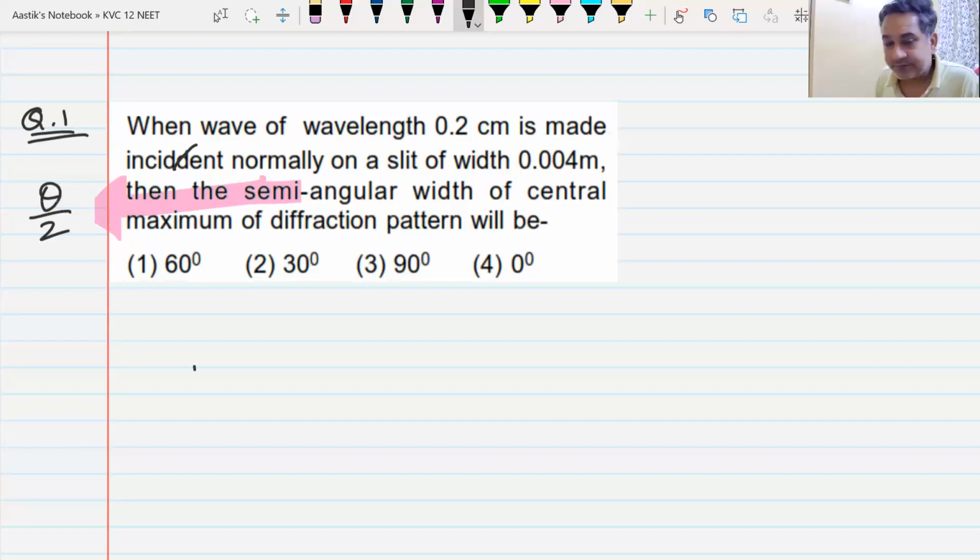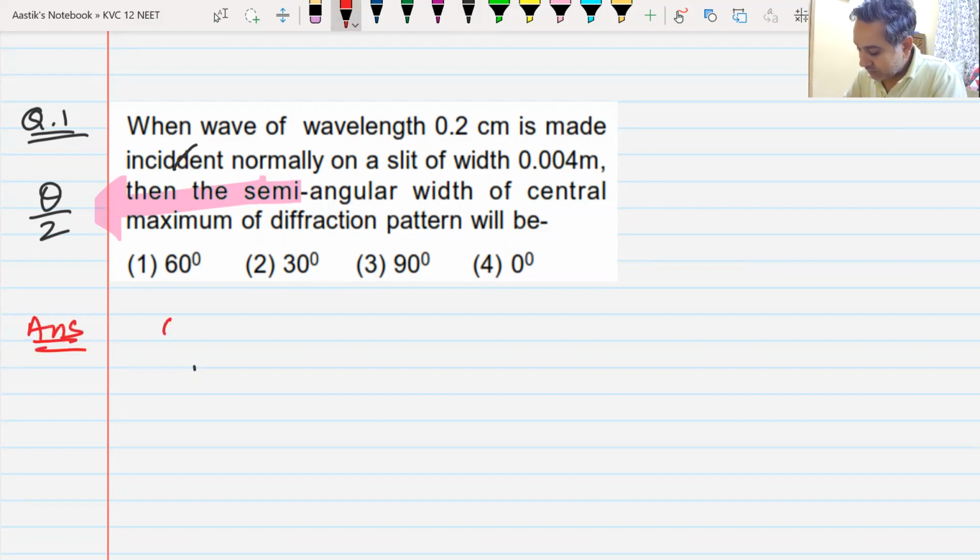Yes, do we have any answer? Or you need more time? So 30 degrees. 30 degrees is correct. Absolutely correct. How did you get 30 degrees? It is very simple. If the angle is small, the value of sine theta is theta. If the angle is big, it is going to be sine theta. Sine theta is 2 times lambda by d, right?